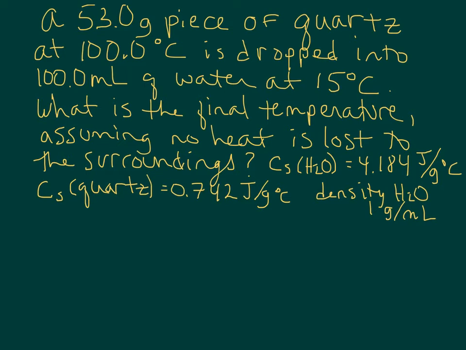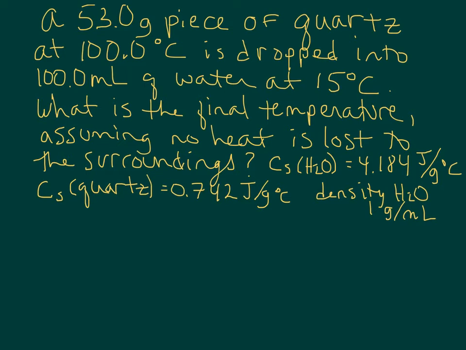We're given a little bit of information, which is the specific heat capacity of water, 4.184 joules per gram degree C, the specific heat capacity of quartz, which is 0.742 joules per gram degree C, and the density of water we can assume is 1 gram per milliliter. Okay, so how do we approach this?